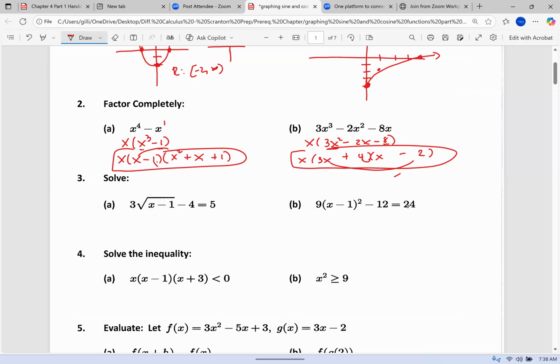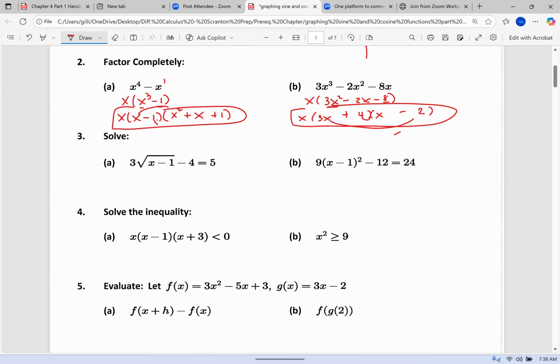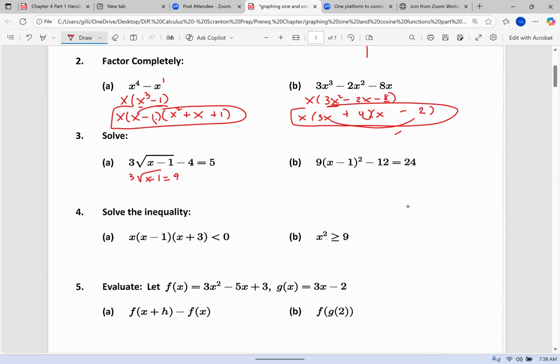Here, to solve these equations, I'm going to add 4 to get 9. Divide by 3 and get 3. And you square both sides. And then I'll add the 1 to get 10.